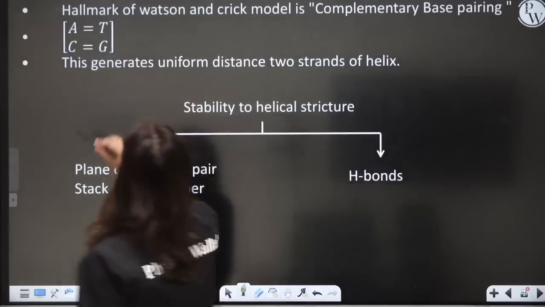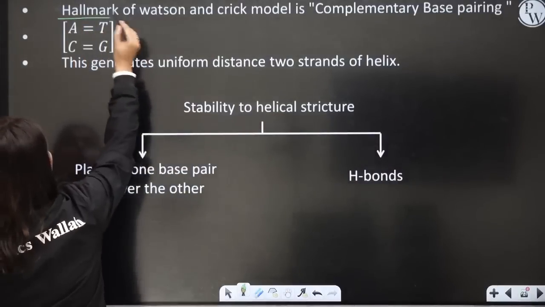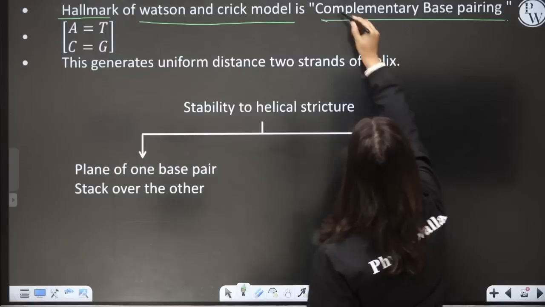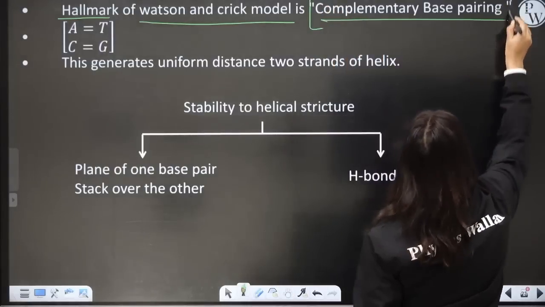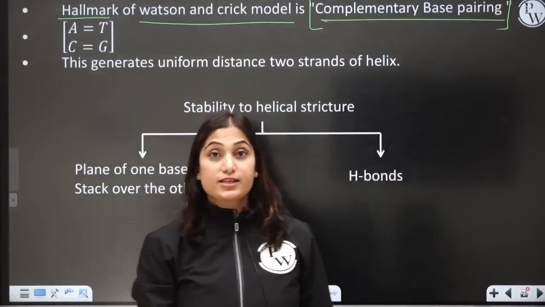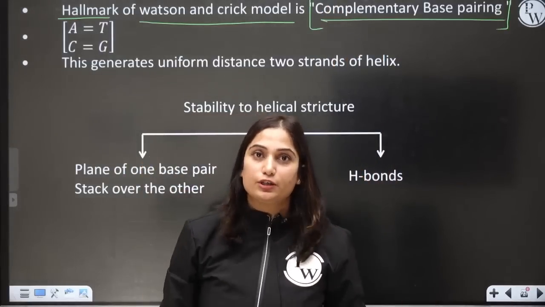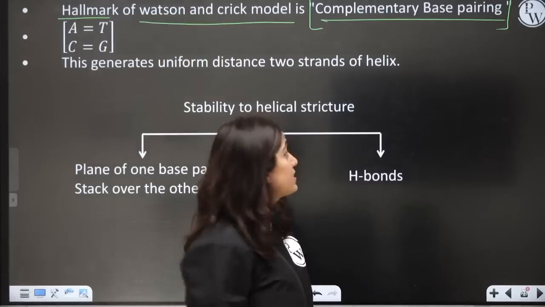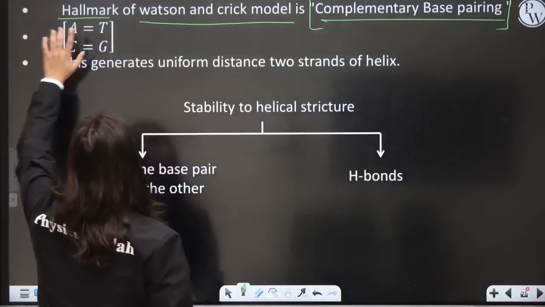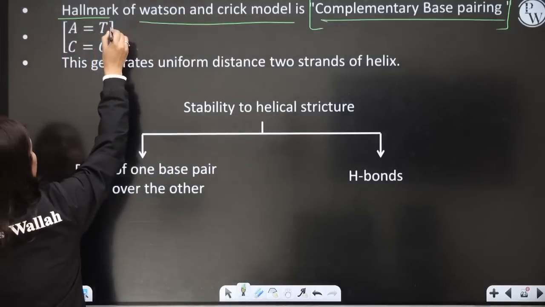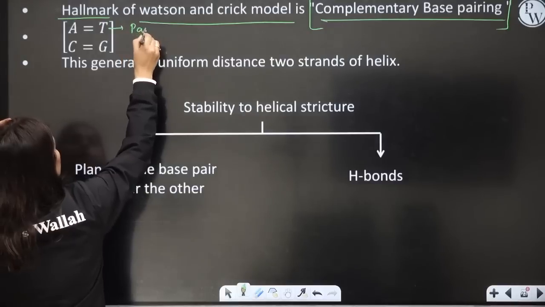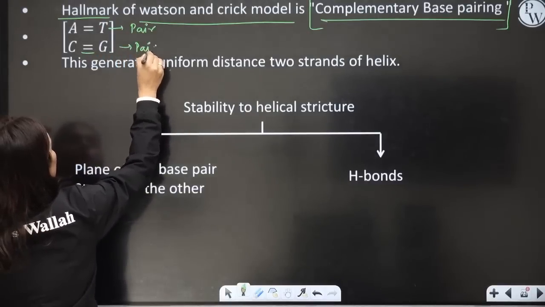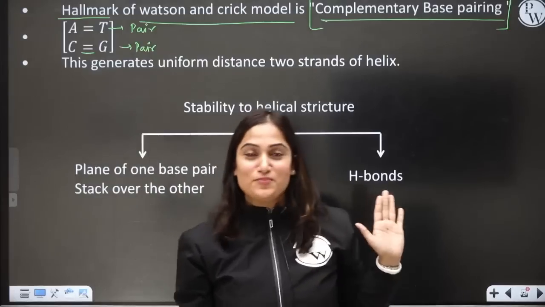Yes, NCERT says the hallmark of the Watson and Crick model is complementary base pairing. Hallmark means this is the most important point of the Watson and Crick model, that is complementary base pairing. That means that A will always pair up with T and C will always pair up with G. This is complementary base pairing.